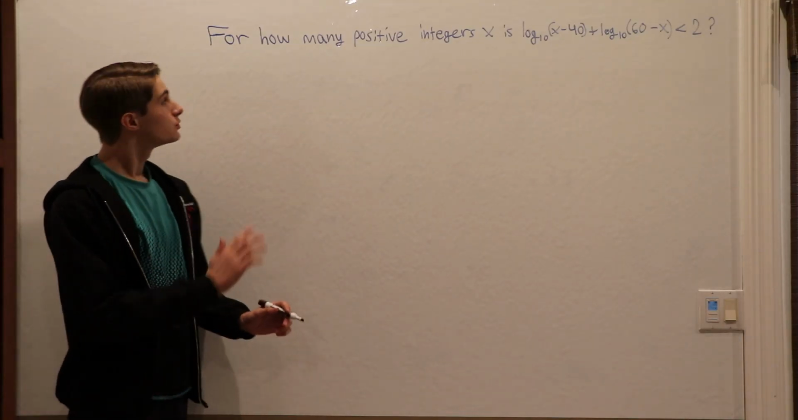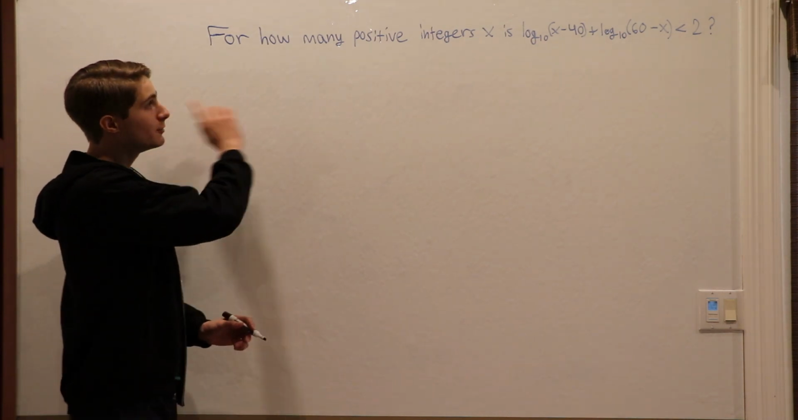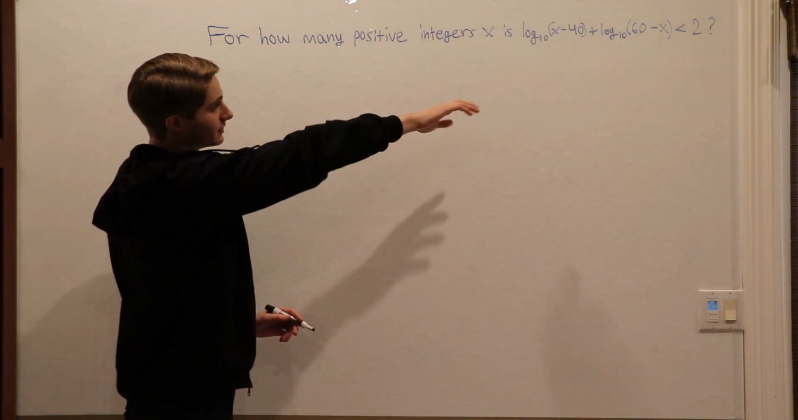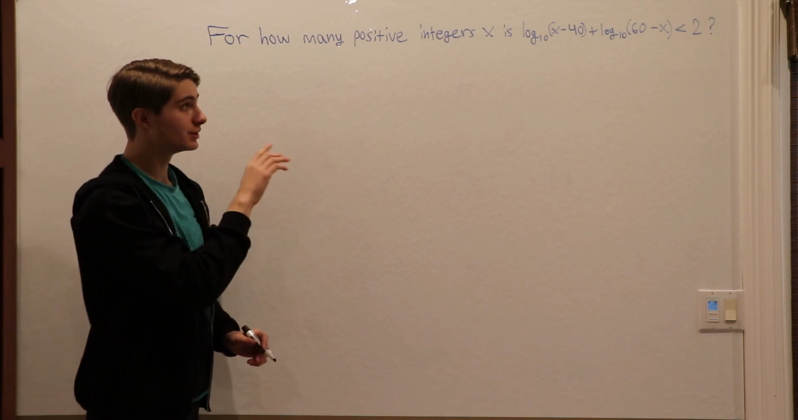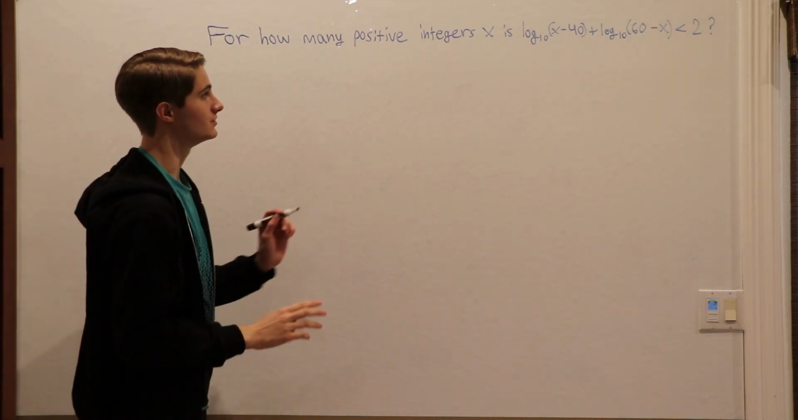Okay, we are going to do the 2014 AMC 12B problem 20. For how many positive integers x is log base 10 of (x minus 40) plus log base 10 of (60 minus x) less than 2?